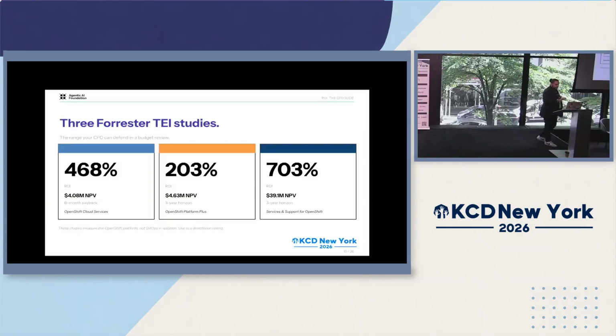So these are 3 studies from Forrester. The big thing here is that organizations using OpenShift Platform Plus have achieved a 203% ROI using agents with GitOps deployments, and that's on the low end. On a more aggressive number, you're looking at 703% ROI using the tools that they have, implementing GitOps principles, and putting checks and balances on agents, right?